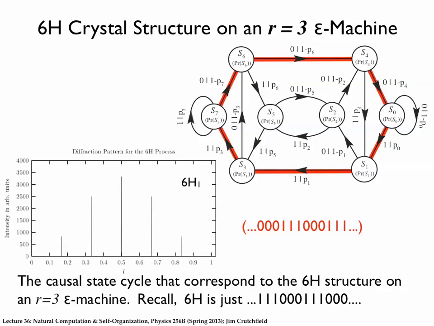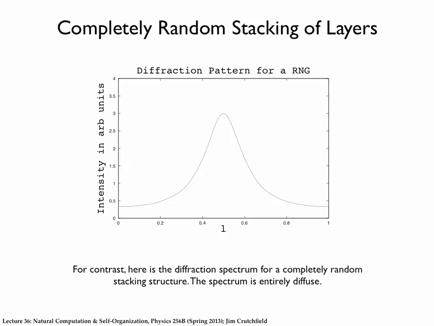Due to stacking constraints, it turns out that for completely random stacking of layers, we get something that looks like this. This spectrum is entirely diffuse. So this is the first diffuse spectrum I've shown you today. It is completely diffuse. It has no Bragg peak anywhere, not at the integers, nowhere. And it looks like this. So this is good to keep in the back of our mind, that if we see something that is starting to look a lot like this, it is probably pretty disordered, because this is as disordered as you can get.